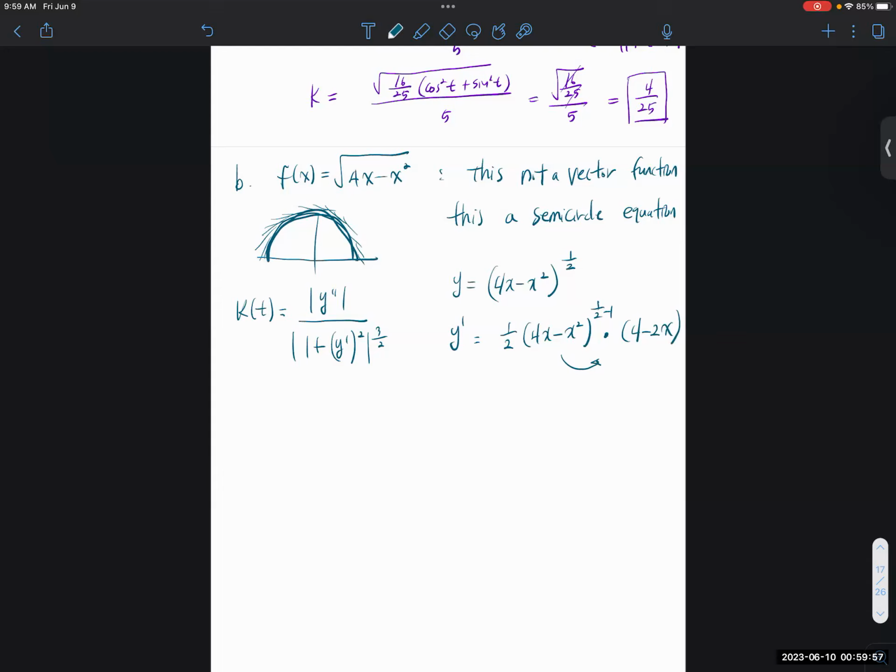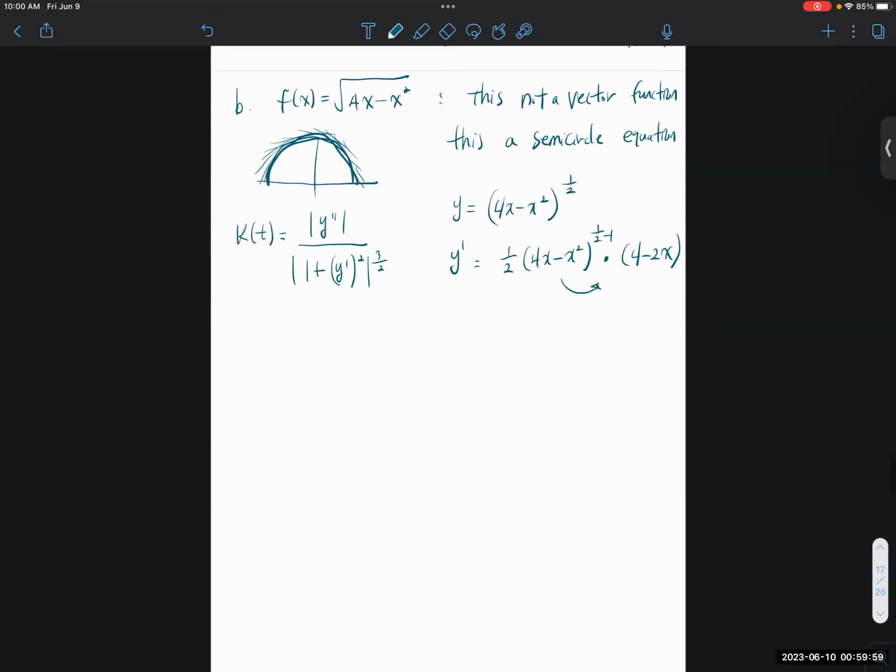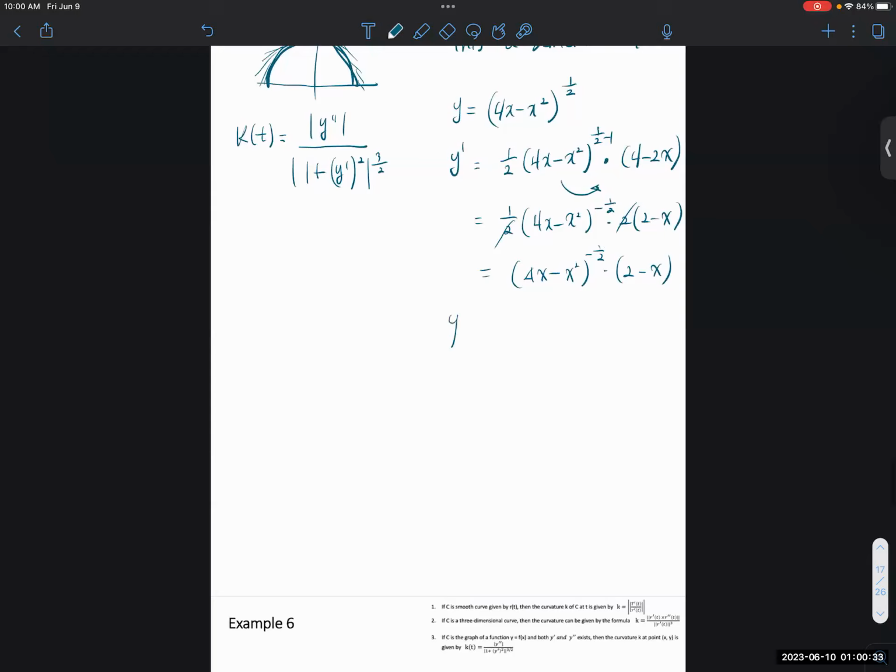Am I correct? Now I'm going to rewrite it: 1/2 times (4x minus x squared) to the negative 1/2, times (4 minus 2x). You can simplify the 4 minus 2x. There's a common factor of 2, so I can rewrite it as 2 minus x, and the 2s cancel. So y prime is (4x minus x squared) to the negative 1/2 times (2 minus x). Okay, good.